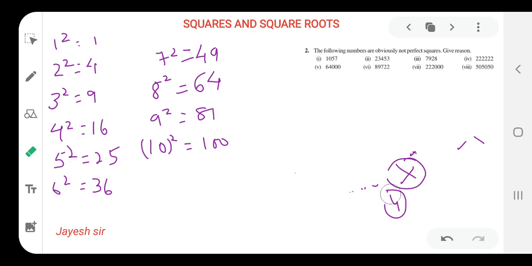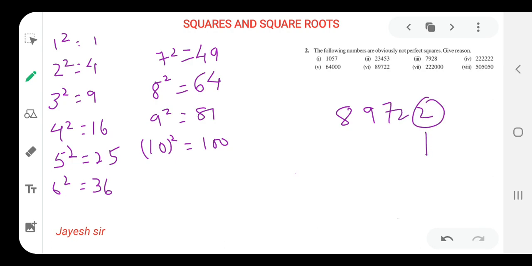So let us begin with the sixth sum for the day. That is 89722. 2 at its unit place. 2 cannot be at the unit place of the square of a number. So 2 cannot be at the unit place of any square. So this cannot be the square of any number.